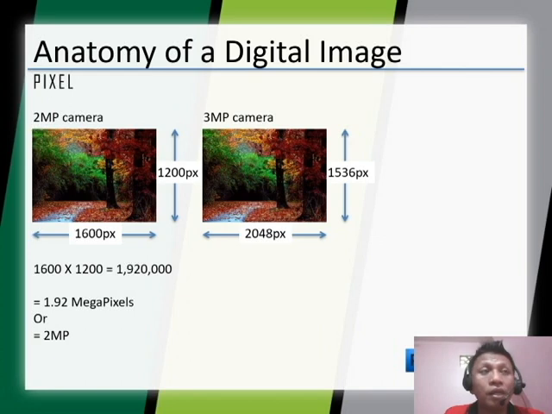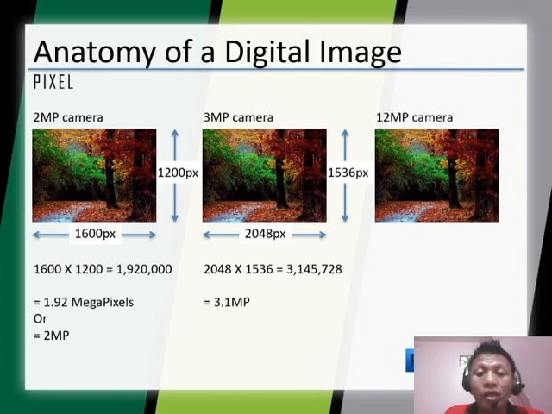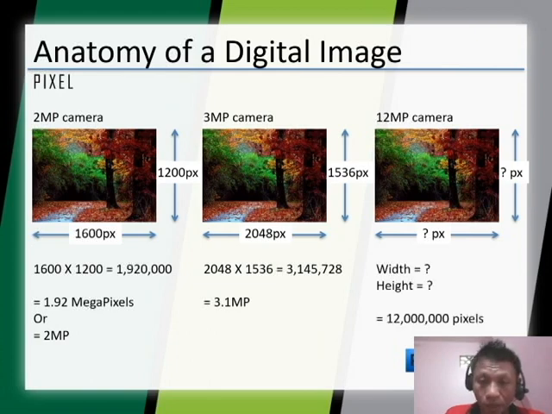Another is the 3MP camera. If you multiply the width and the height, the result, or the product, is 3,145,728 pixels, or 3.1 megapixels. Okay, here for the 12 megapixel camera, I want you to compute what the width and the height are if the product is 12 million pixels.